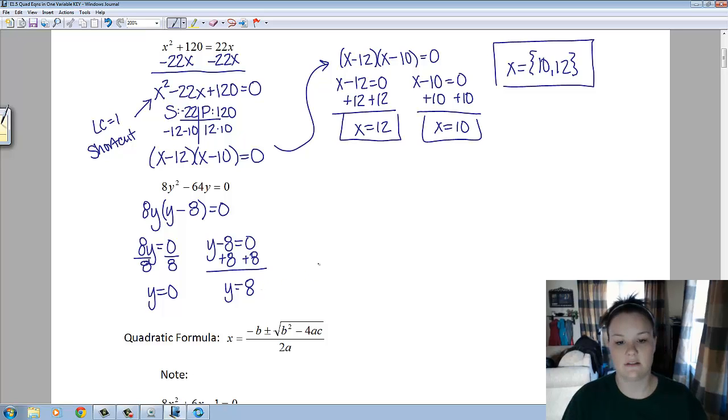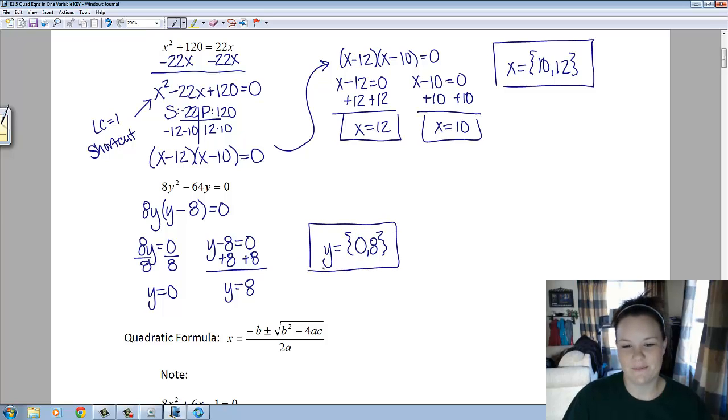Okay, so again, in my math lab, if they ask for it in set notation, we always list the lowest answer or the smallest answer first, which is 0 and then 8. And we put it in squiggly brackets. On an exam, as long as you get the right answers, unless I ask for it in set notation, I'm not going to count off points. As long as you have both your answers circled, I'm okay with that.